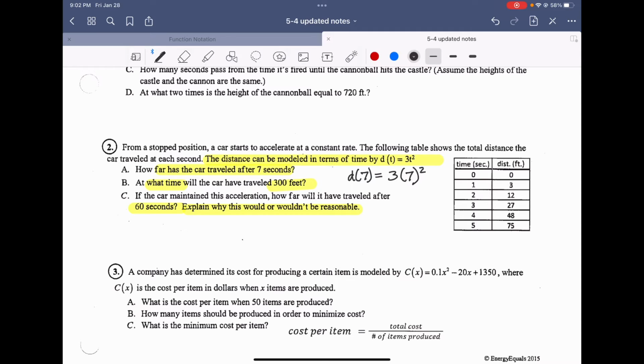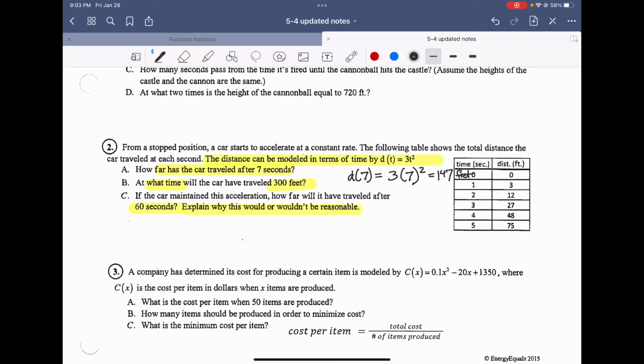So let's see. 49 times 3 equals 147. All right. So 147, we are in feet. So 147 feet. Make sure you always are putting your units.